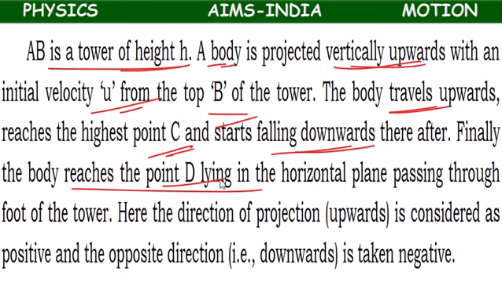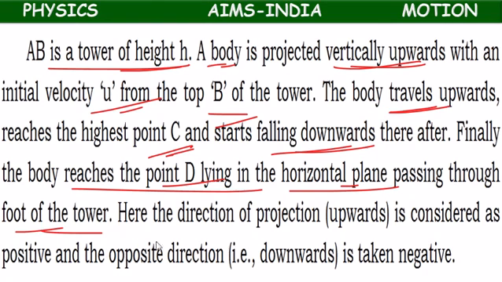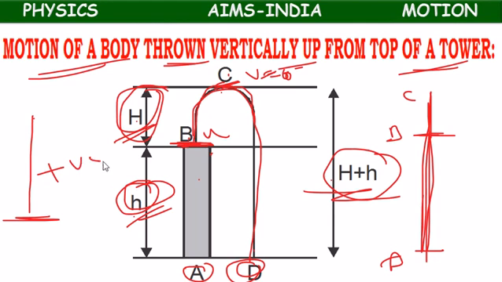Finally, the body reaches point D in the horizontal plane, which is the foot of the tower. D is nothing but foot of the tower. So direction of projection is upwards, is positive. Opposite direction is taken negative. Upward values are taken positive. Downward values are taken negative.